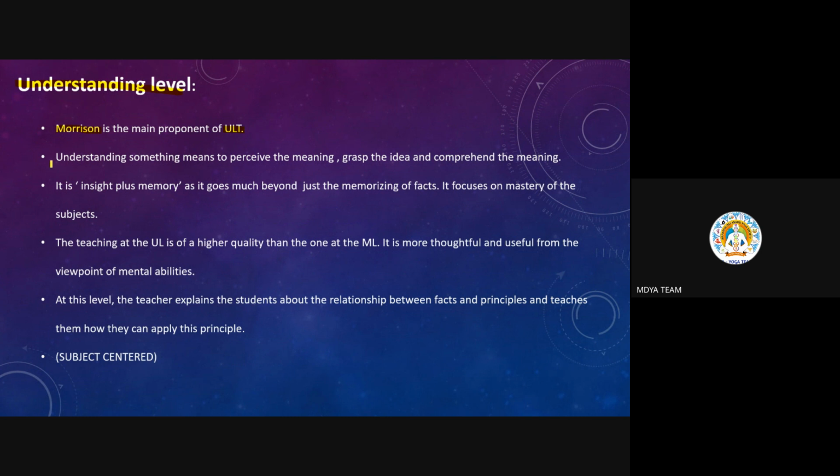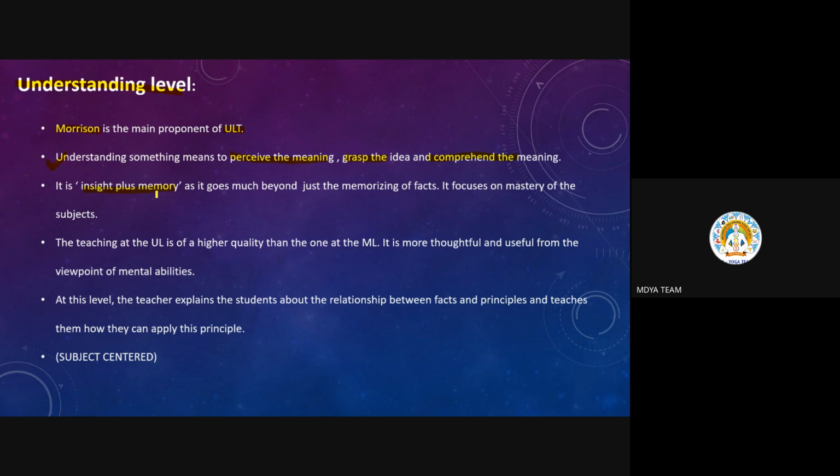Understanding something means to perceive the things, grasp the ideas, and comprehend the meaning. If you are understanding something, it means that you are perceiving the meaning of that thing, you are getting the idea of that thing, and you are able to comprehend the meaning in a lucid way.